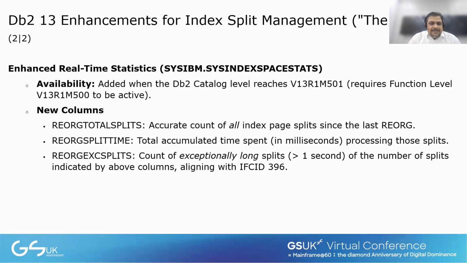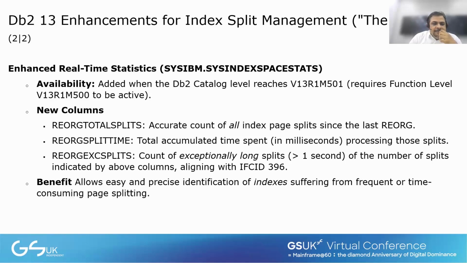In SYSINDEXSPACESTATS RTS, there are three columns. One is called REORGTOTALSPLITS, which basically gives the accurate count of all index space splits since the last reorg. REORGSPLITTIME is the total time spent in milliseconds processing those splits, and REORGXXSPLITS is the count of exceptionally long splits, meaning the splits which take more than 1 second. So these are three very informative columns.